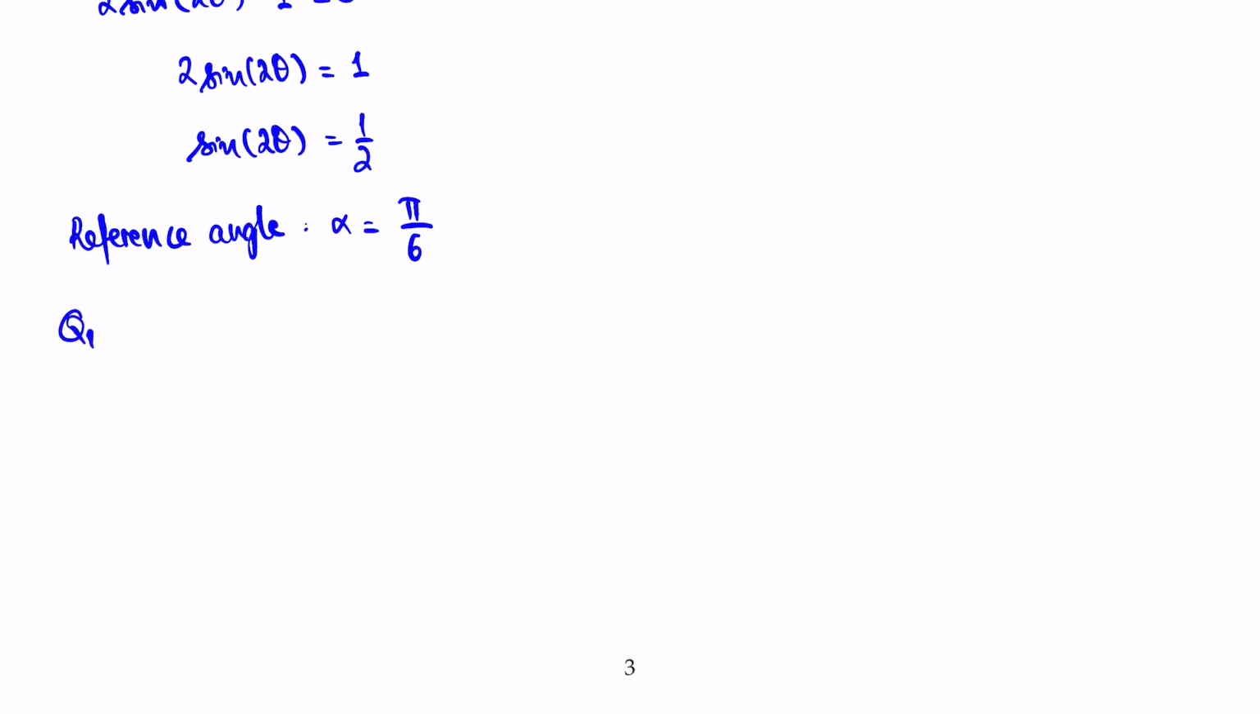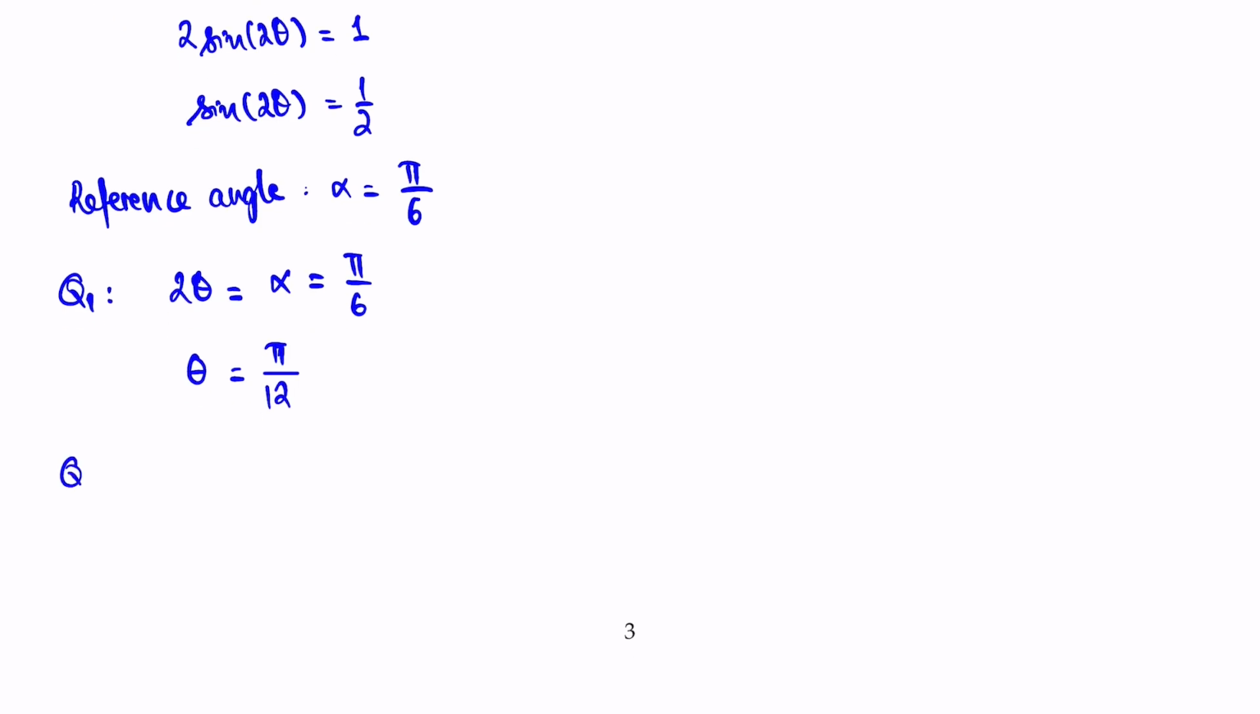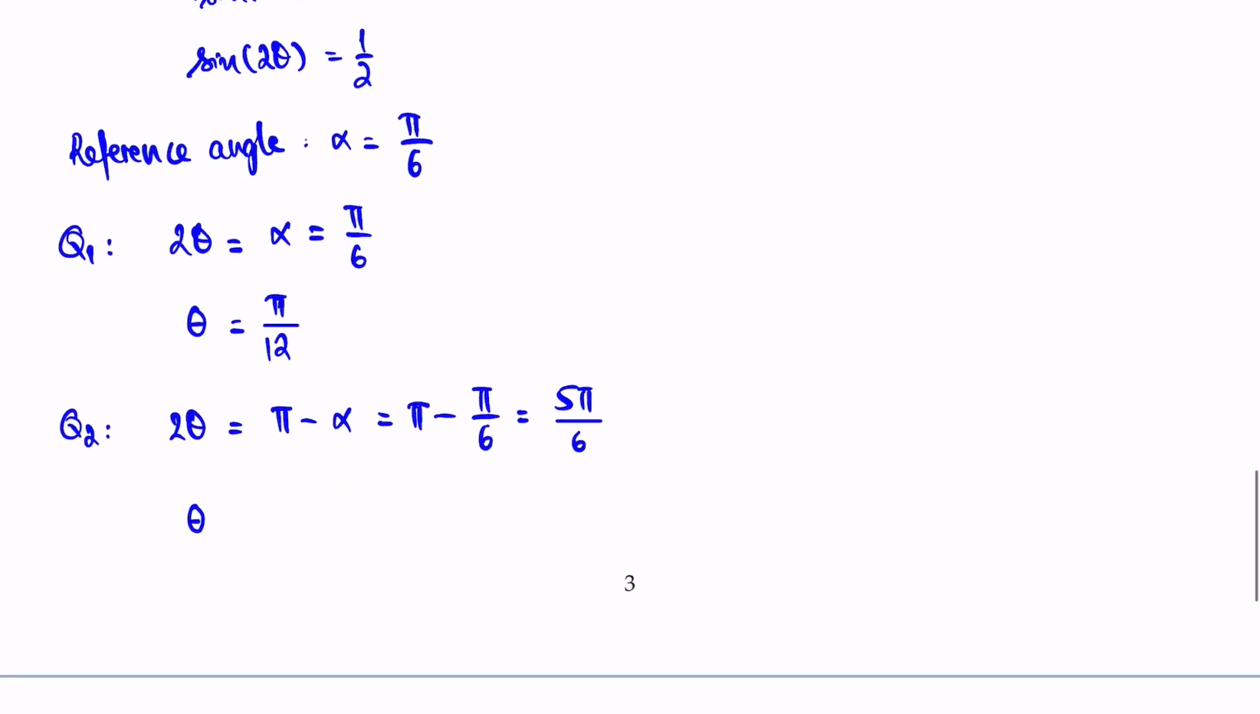So in quadrant 1, 2 theta is equal to the reference angle, in this case pi over 6. How could you get theta? You divide both sides by 2, you get pi over 12. In quadrant 2, you have 2 theta equal to pi minus alpha, or pi minus pi over 6. This gives me 5 pi over 6. And to get theta, you divide both sides by 2. Therefore, theta is 5 pi over 12.